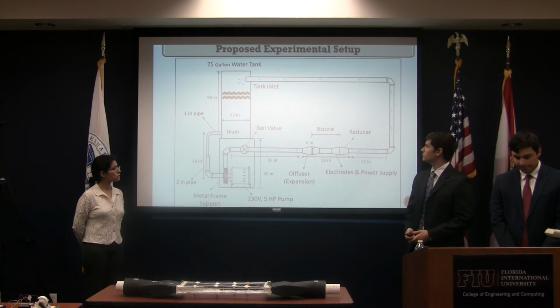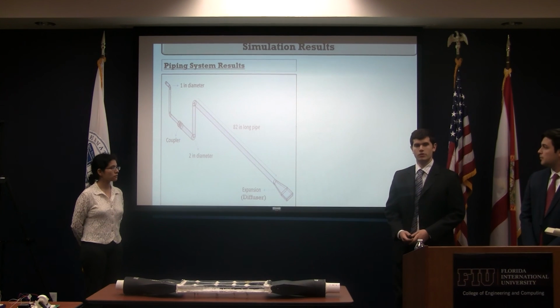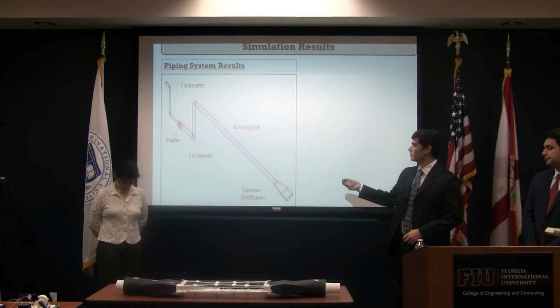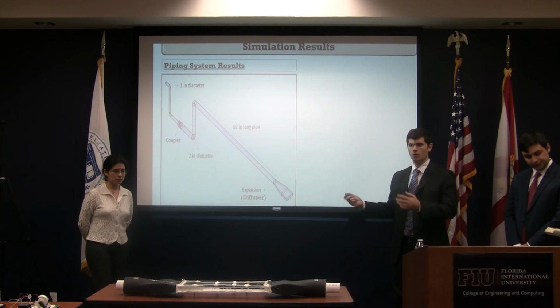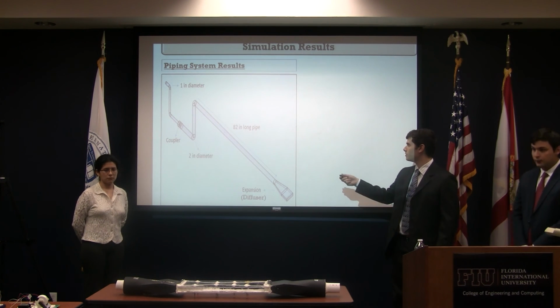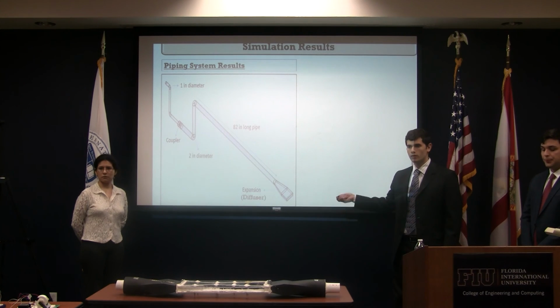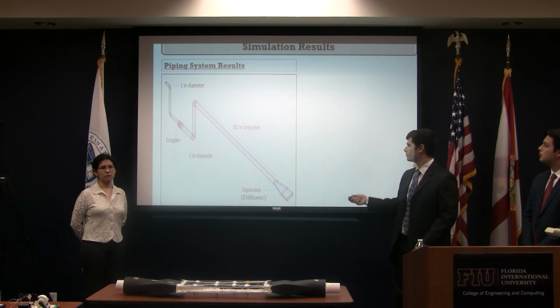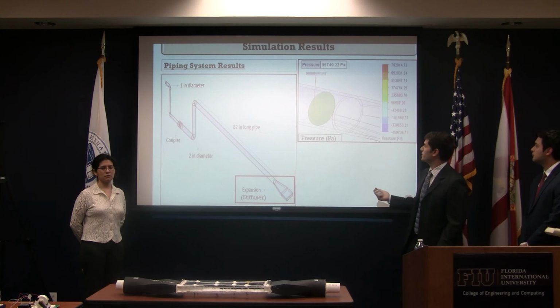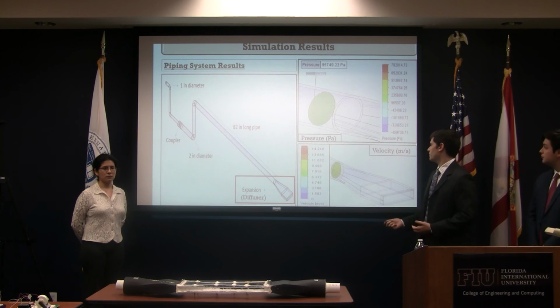So after our proposed design, we went ahead and did the simulations. This is a simplification of our proposed design. This is the piping system. We first did the analysis to ensure that we have fully developed flow before the nozzle to ensure better results. Here's the analysis for the pressure and for the velocity. As you can see here, it is fully developed flow.